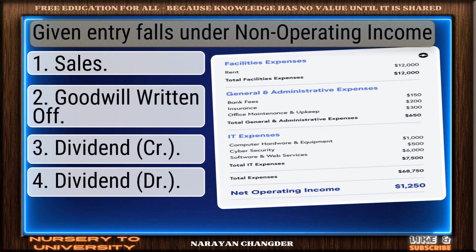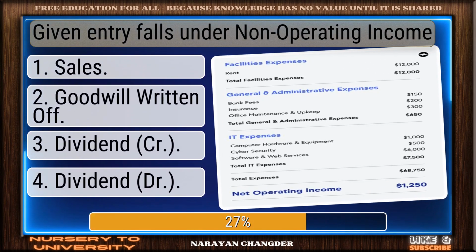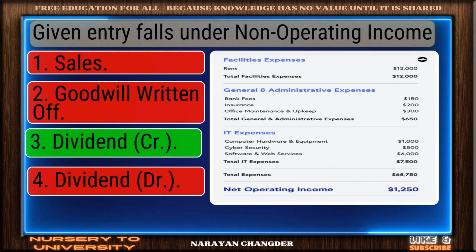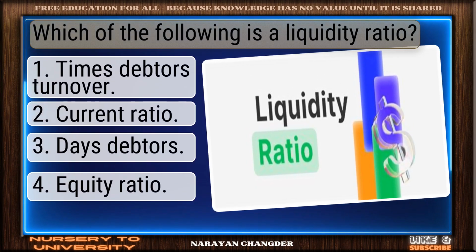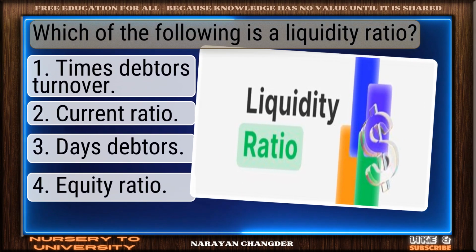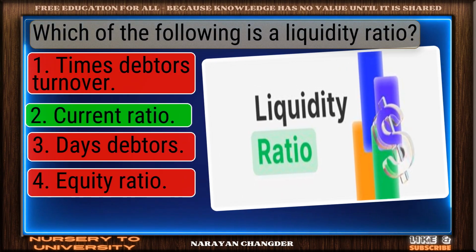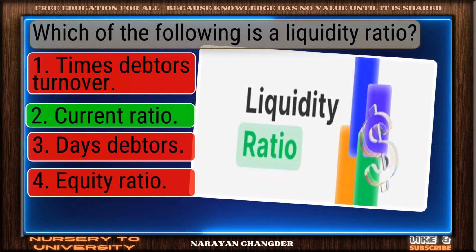Given entry falls under non-operating income. Right choice. Dividend is the best answer. Which of the following is a liquidity ratio? Good thinking. Current ratio is the right answer.